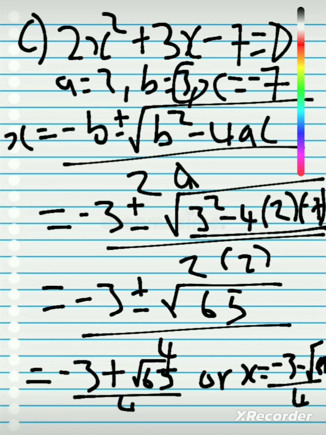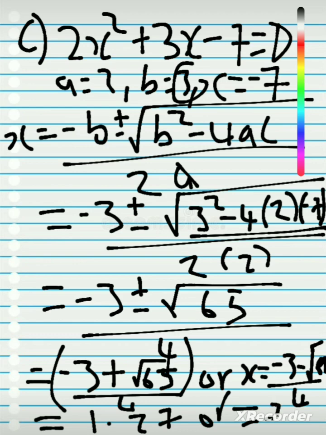Okay, we have 65 here. I've run out of space. So when you punch on a calculator, open bracket, negative 3 plus square root of 65, divided by 4, you'll get 1.27, or on this side you get negative 2.77.